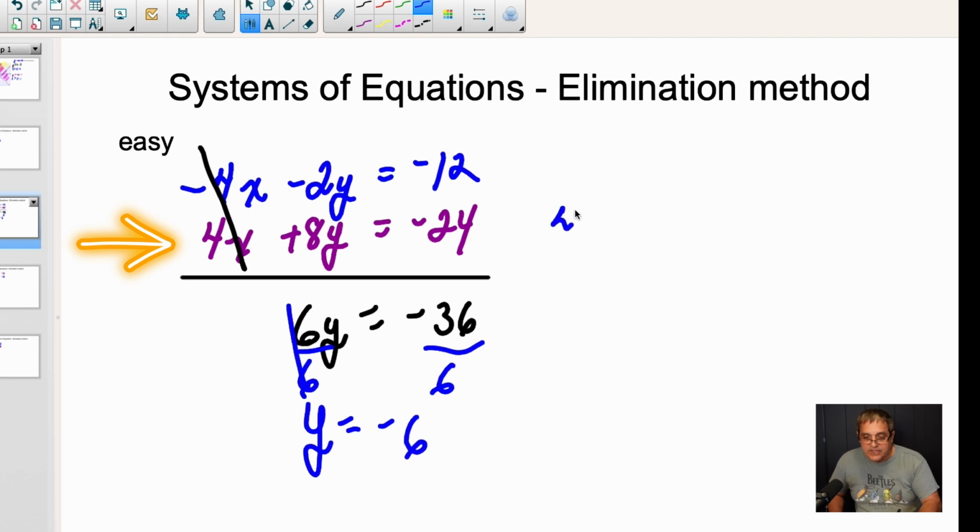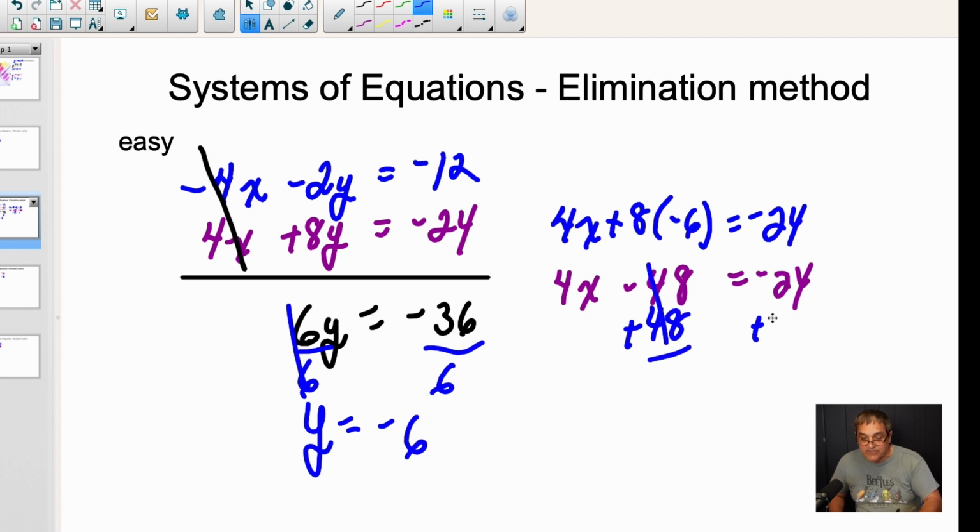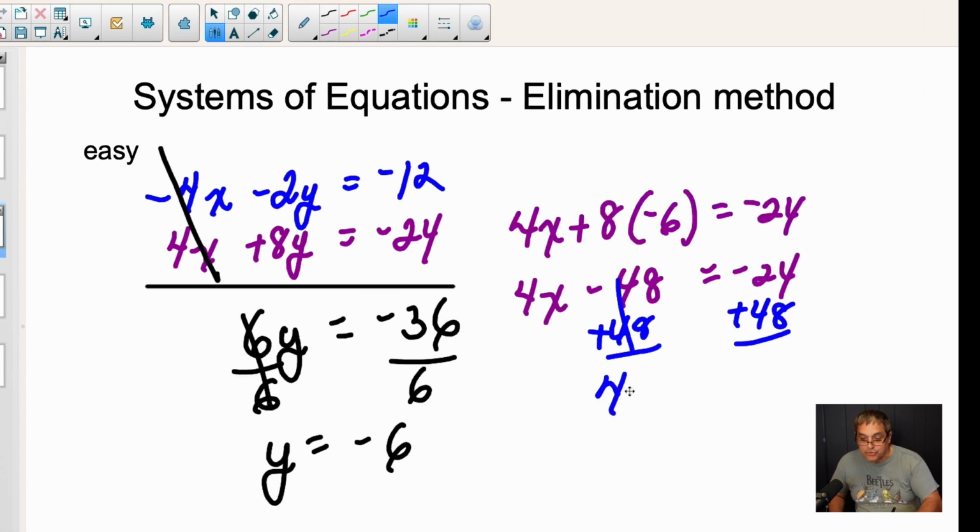So I have 4x plus 8 times the y value that I now found, which is negative 6, is equal to negative 24. So positive 8 and a negative 6 is negative 48. So my equation now is 4x minus 48 is equal to negative 24. Okay, I'm going to add 48 to both sides. Okay, and I get 4x is equal to 24. And again, I'm going to divide both sides by 4, and my x is equal to 6.